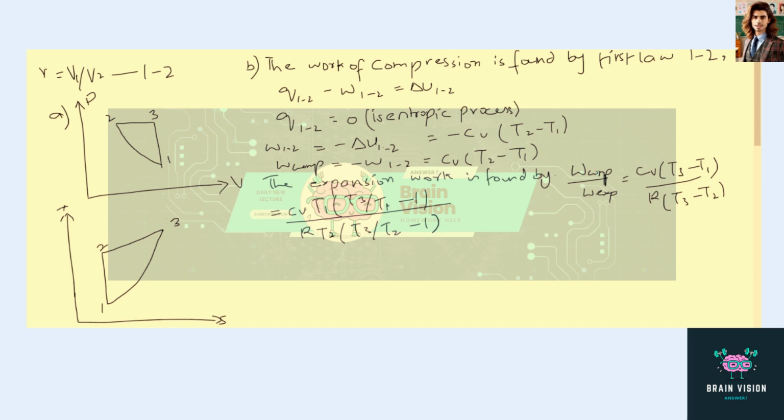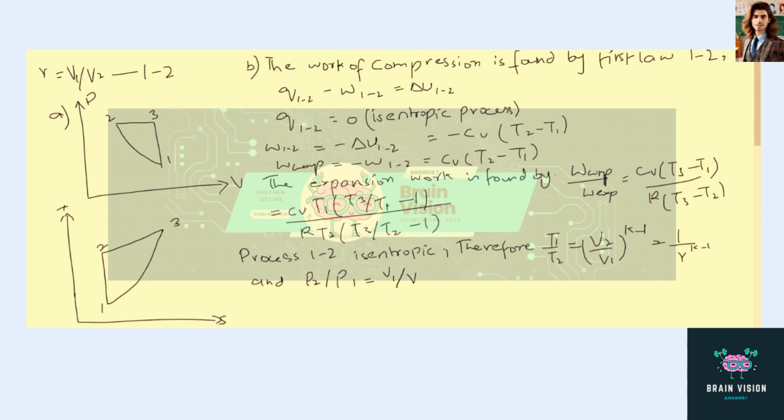In process 1 to 2, it is an isentropic process, therefore T1 divided by T2 is equal to (V2 divided by V1) power K minus 1, which is equal to 1 over R power K minus 1, and P2 divided by P1 is equal to (V1 divided by V2) power K, equal to R power K.